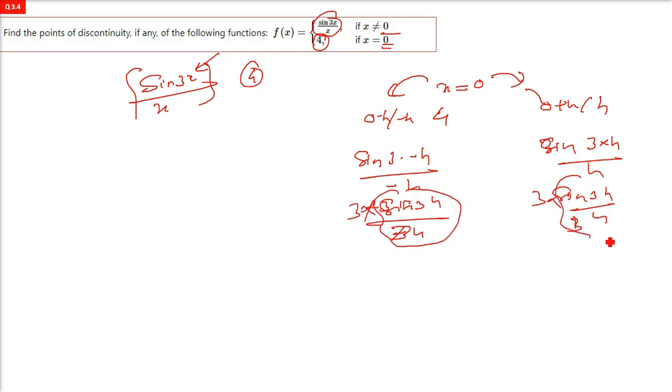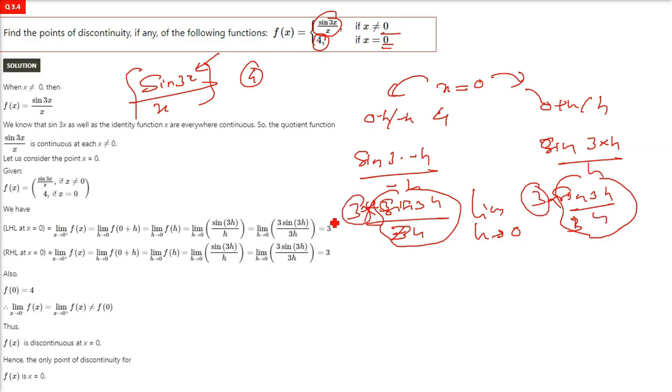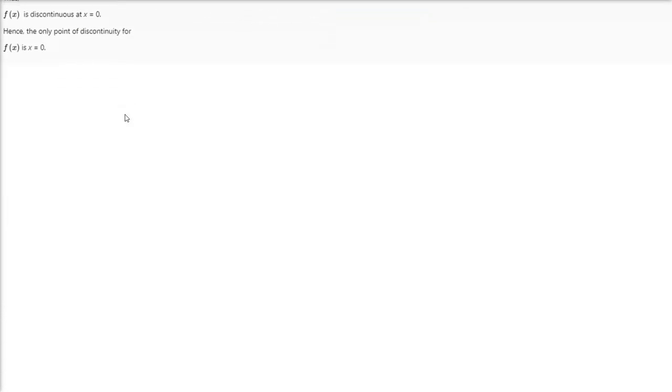Sin theta by theta, this is sin theta by theta, and it is going to be 1, limit theta tends to 0, or h tends to 0 in this case. So you have 3 and 3 on both the sides. That is, LHL and RHL are equal. But the point is that at x equals 0, the value of f(x) at 0 is 4. It is not matching with LHL and RHL. So it is not continuous. Discontinuous at x equals 0.